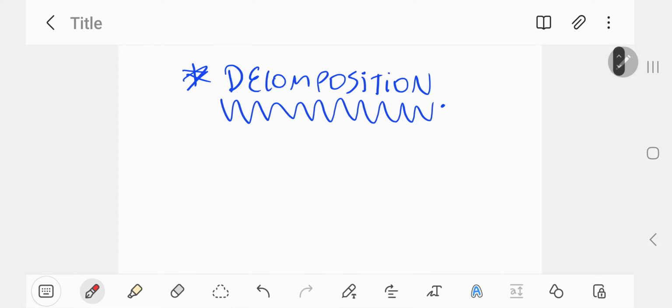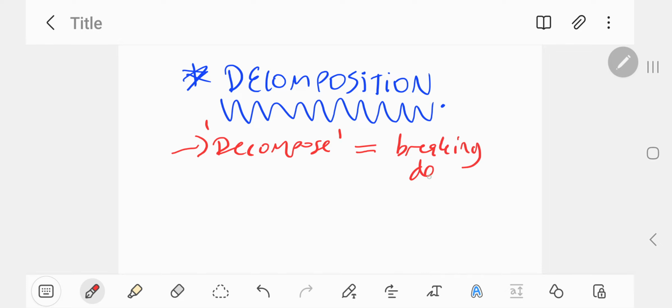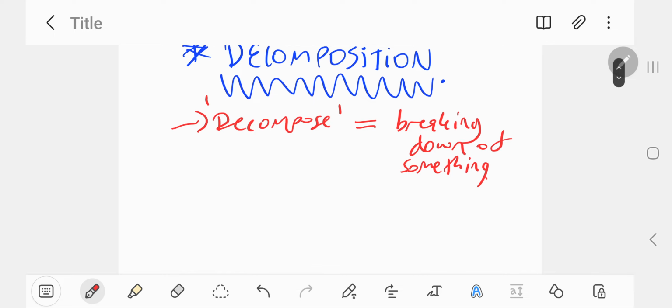Decomposition is something that we're familiar with in terms of things breaking down. So to decompose means to break down, equals breaking down of something or the decay of something. So fruits that are rotting, that's an example of decomposition. Or dead people, the decay of a dead person, that's decomposition as well. In terms of chemistry, it's quite a simple concept.